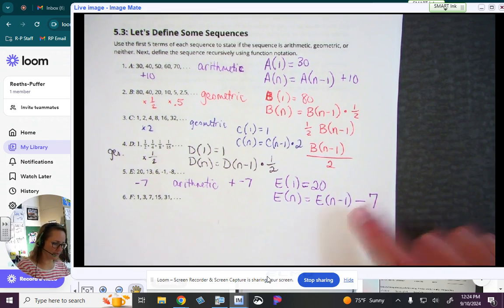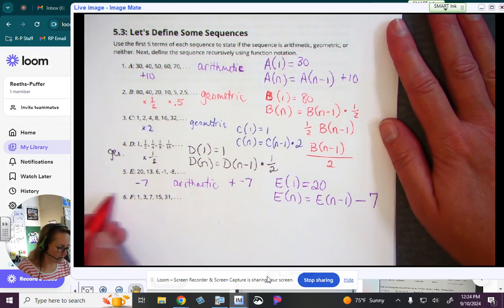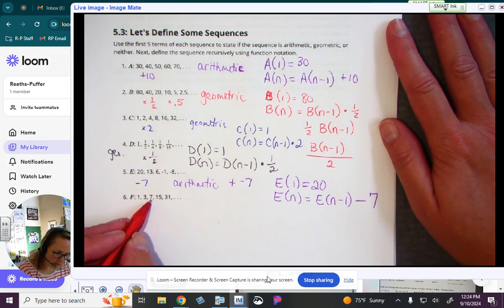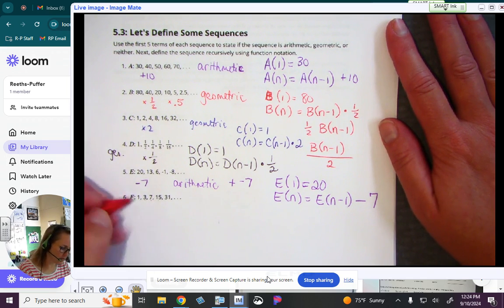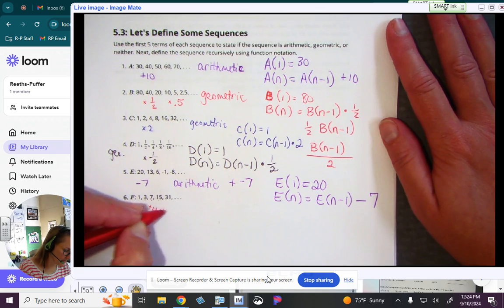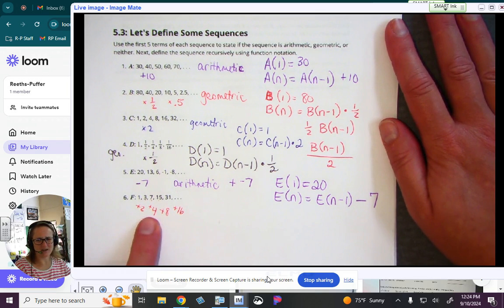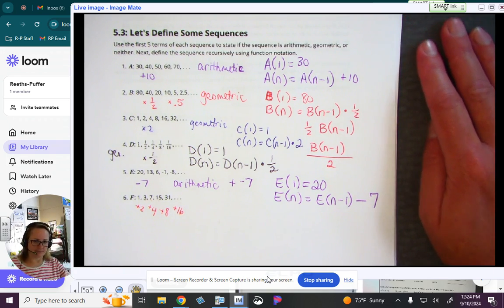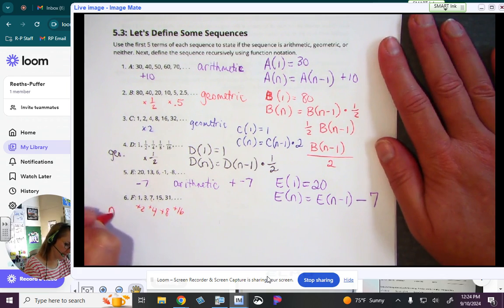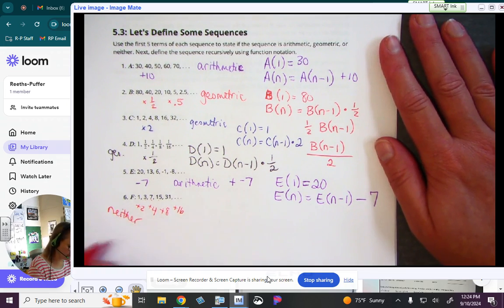All right, one last one. Let's see, times 3, times 3. Okay, not doing that. Looks like it's adding 2, adding 4, adding 8, adding 16. Okay, so each time it's doubling how much it's adding. Ugh. This is neither, because it's using addition and multiplication. This looks like a mess.